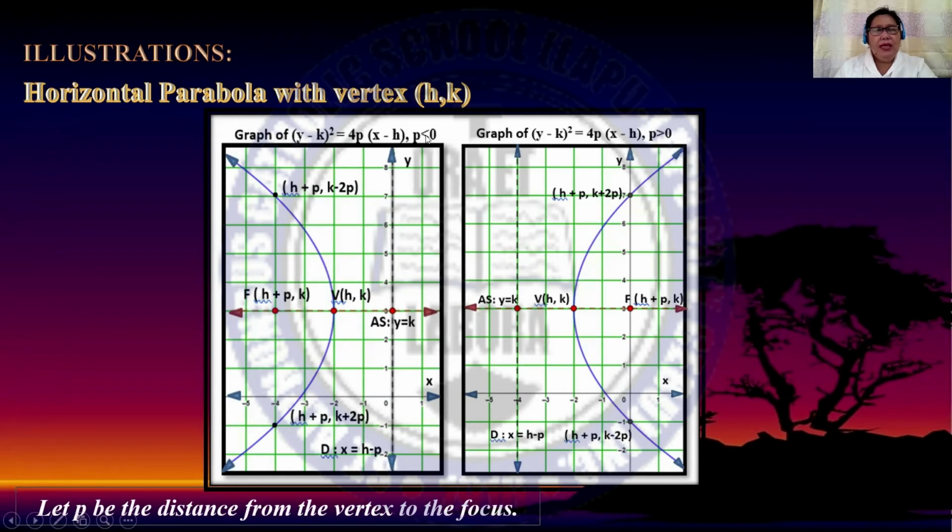Let us have illustrations for the horizontal parabola with vertex (h, k). For p less than 0, the parabola opens to the left. This is the vertex, and this is where you are going to locate the focus. And this is the directrix. And these are the endpoints of the latus rectum. For p greater than 0, the parabola opens to the right. This is the vertex, this is the focus, and this is the directrix.